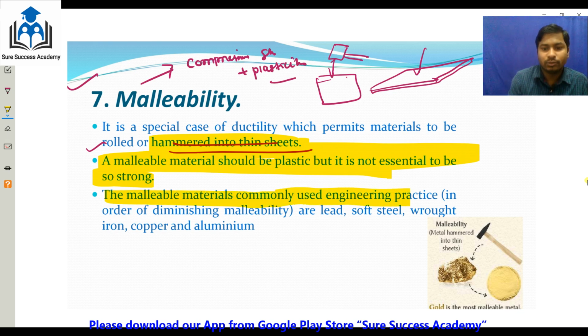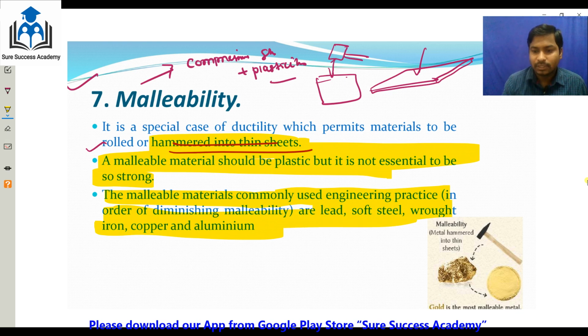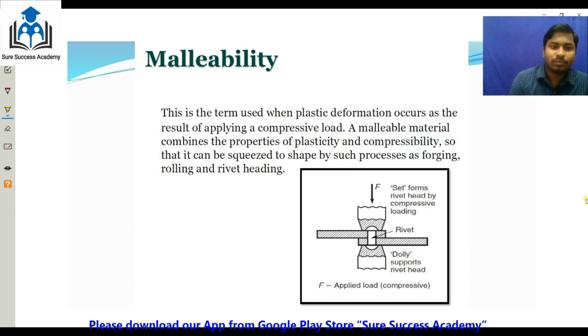Malleable materials commonly used in engineering practice are lead, soft steel, wrought iron, copper, and aluminum. So friends, it looks like this. If you hammer by repetitive compressive stresses, it will become a thin sheet. It is hammered into thin sheets. Malleability is the term used for plastic deformation resulting from applying compressive forces. In ductility, the plastic deformation happens as a result of tensile loads. Here the load is compressive, that is the difference.